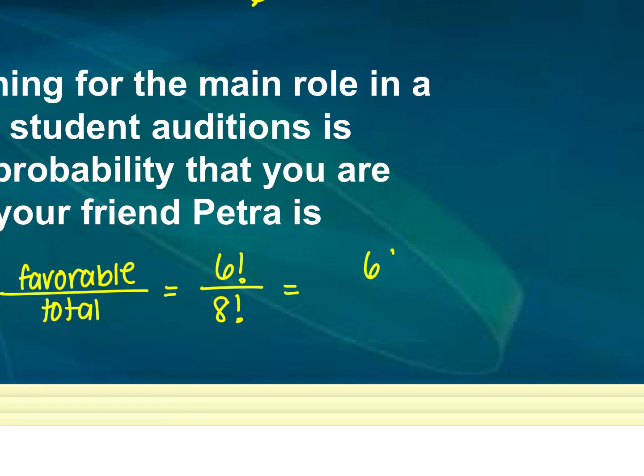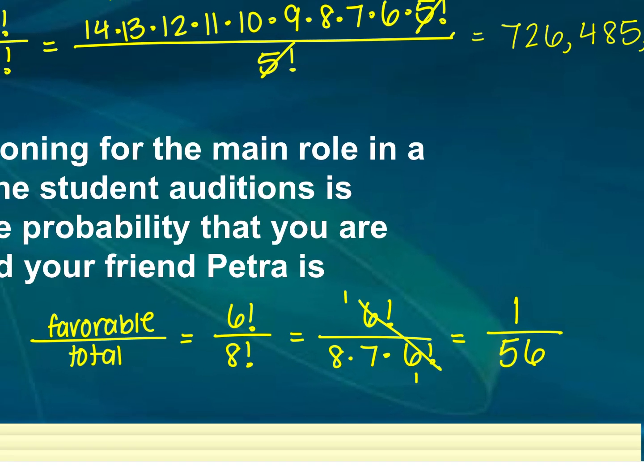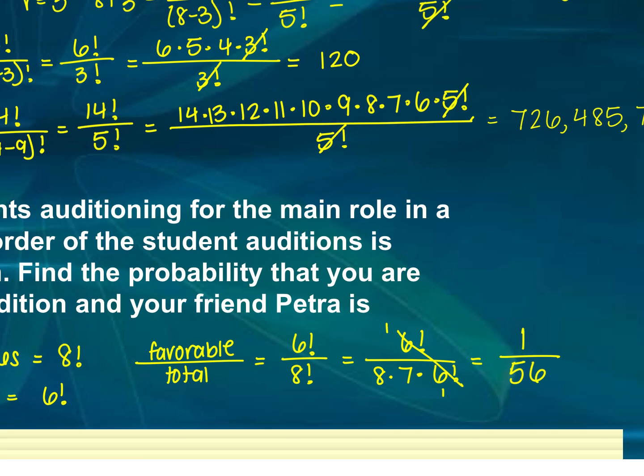You can have 6 factorial over 8 times 7 times 6. These are going to simplify again. They do not change to 0. They're going to change to 1 when you simplify. And all you really have to do is multiply 8 times 7. If you multiply correctly, your answer is going to be 1 over 56. That is my probability.